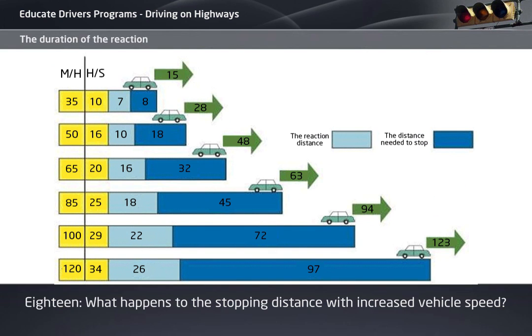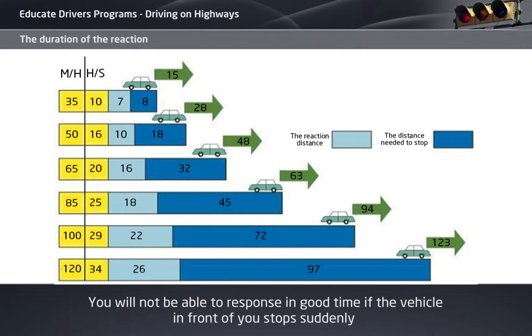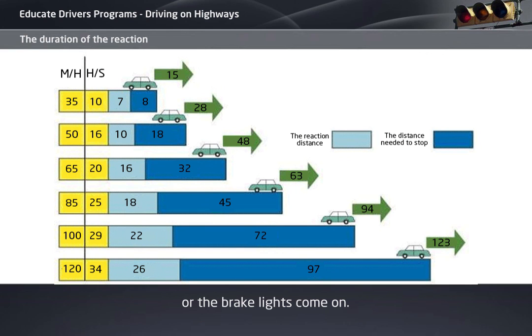18th. What happens to the stopping distance with increased vehicle speed? The stopping distance is multiplied by 4 if you drive at high speeds or very close to the vehicle in front of you. You will not be able to respond in good time if the vehicle in front of you stops suddenly or the brake lights come on.